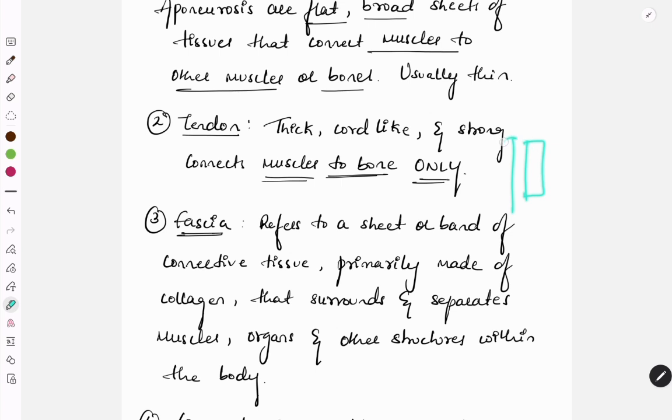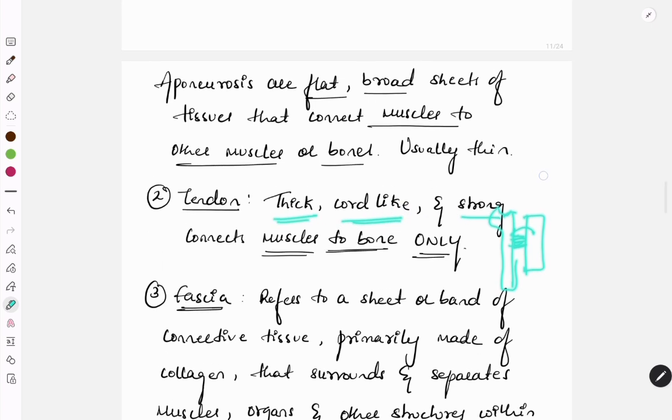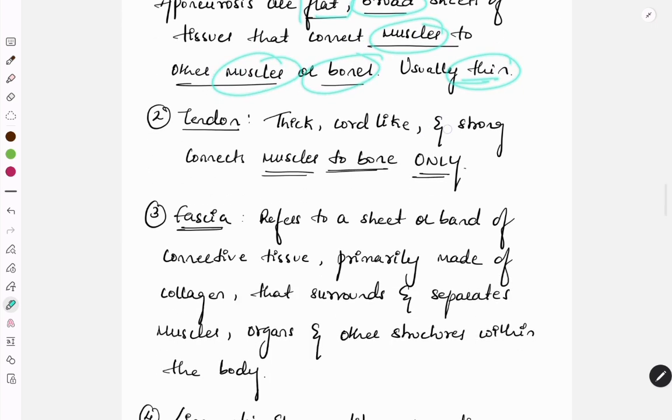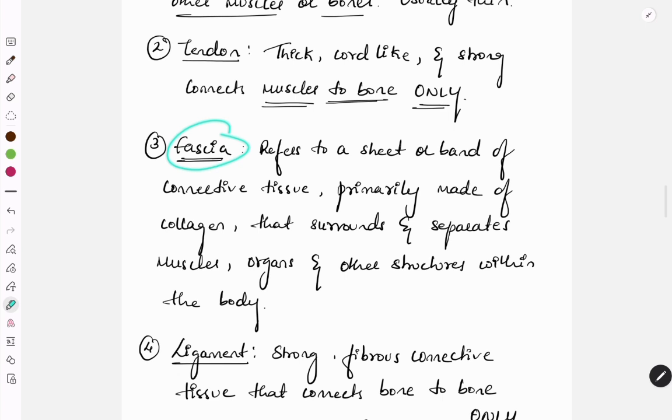Between a muscle and a bone, tendon helps in connection of the muscle to the bone, and they're usually thick, cord-like, and strong. Aponeurosis are flat, broad, and usually thin, and they connect both muscles to other muscles or to bones. Then what do you mean by fascia? Fascia also refers to a sheet or band of connective tissue primarily made up of collagen.